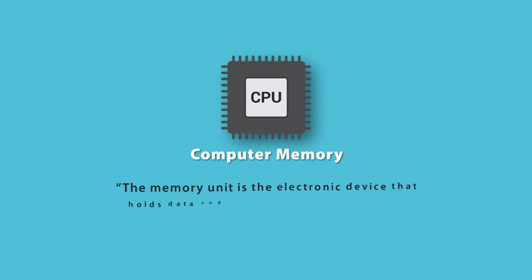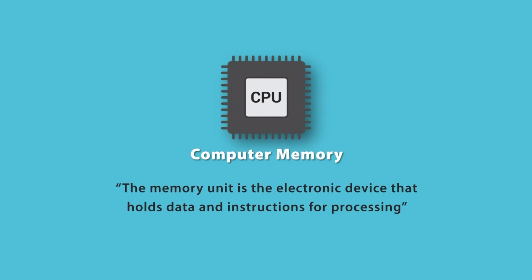Basically, the majority of the computer systems which we see around us are designed on the basis of the von Neumann architecture. Now, if we talk about computer memory, memory is a basic unit or basic electronic device which holds both data and instruction for processing.